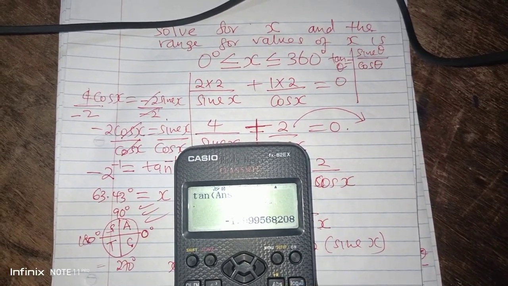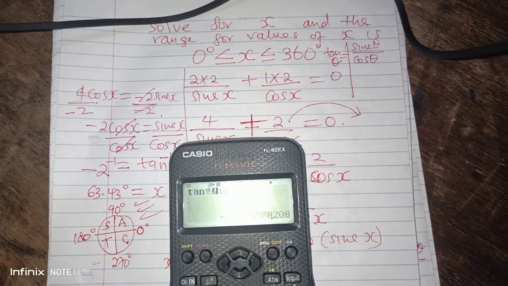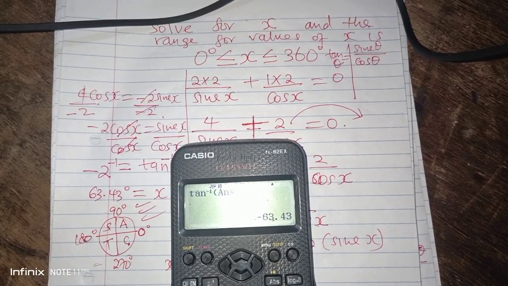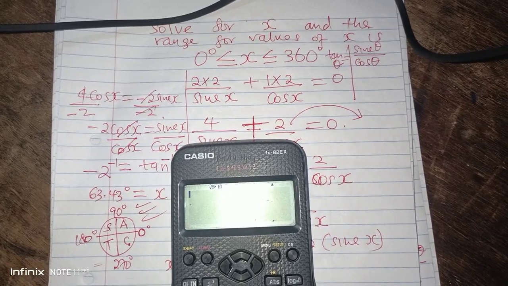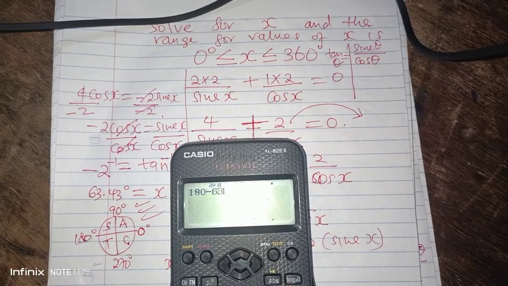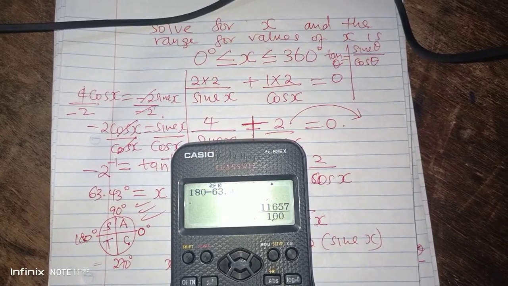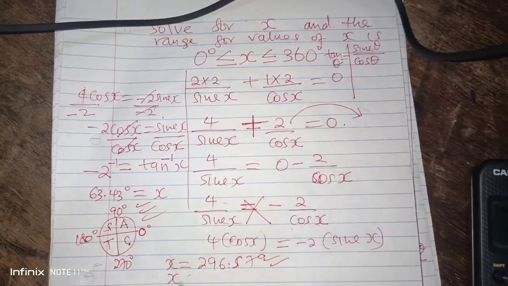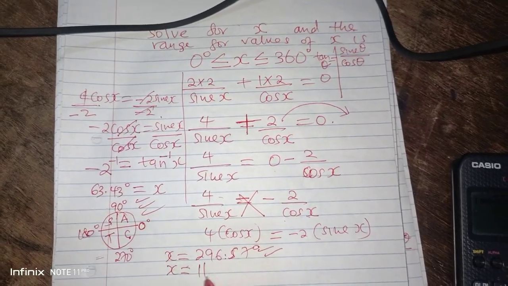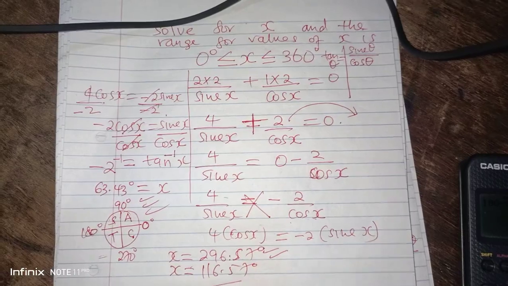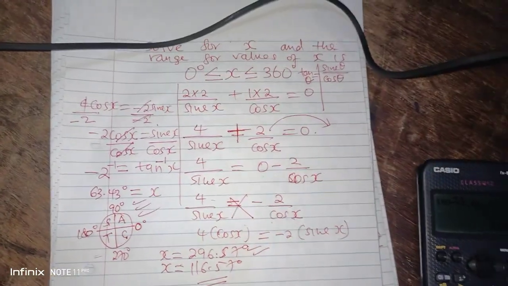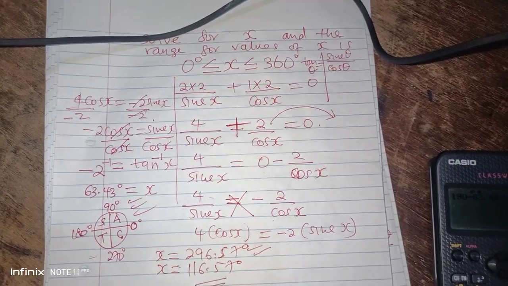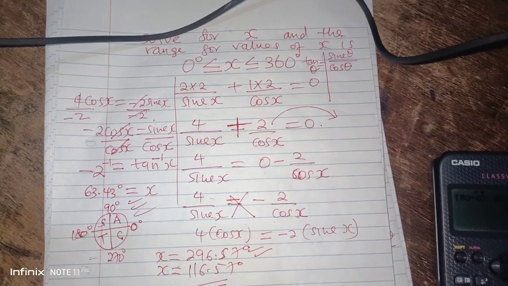Okay, fine. So the other answer, so shift tan, so that I can get the answer. 63.43. So let's see. It is 180 less 63.43. So that gives us 116.57. So the other value of x is 116.57 degrees. So those two can give us -2 as we get the tangent of these two values.